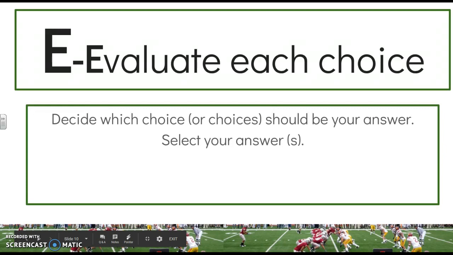Okay, so that is TACKLE. Be sure and practice this before you get to the SOL test. I'm sure your teachers will give you lots of opportunities to practice these questions. And also, when you get to a TEI question, remember, don't sweat it, just tackle it.